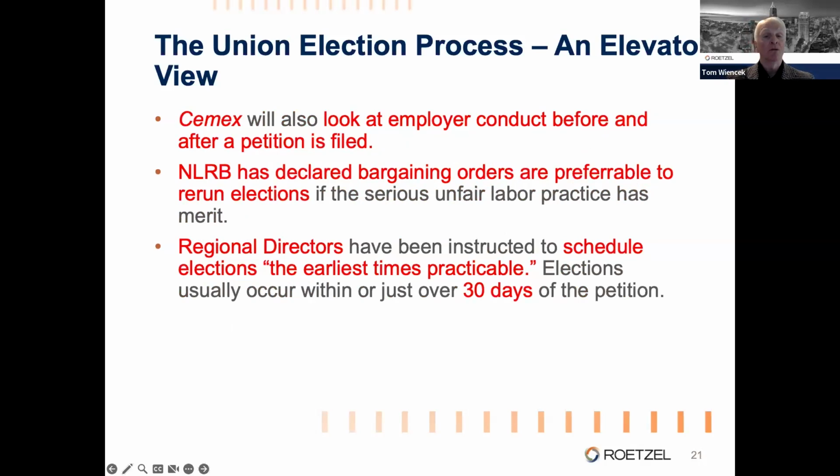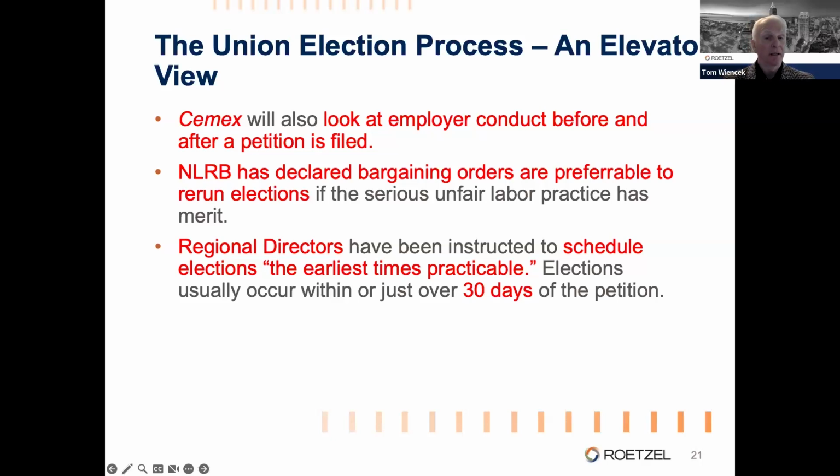And Cemex will also look at employer conduct before and after a petition is filed. Before Cemex, typically, you looked at the employer's conduct toward the employees after the petition was filed. When a union petition for an election is filed, from the time the petition is filed until the time the election occurs, it's usually between 30 and 40 days, and that's called the critical period. And the NLRB used to really analyze the behavior of the employer during the critical period. Now it does it before and during the critical period.